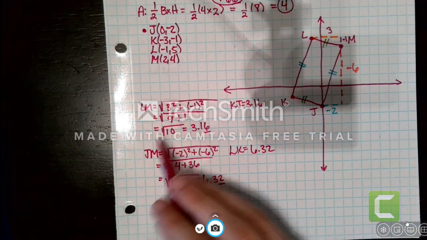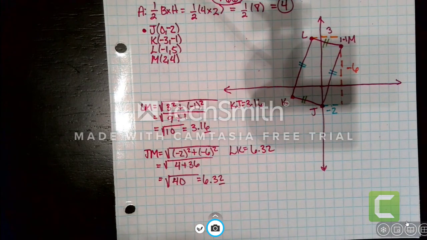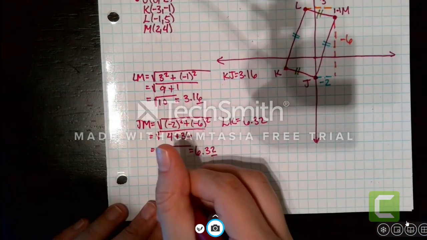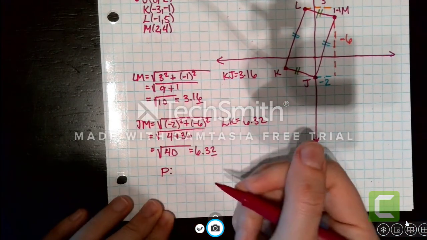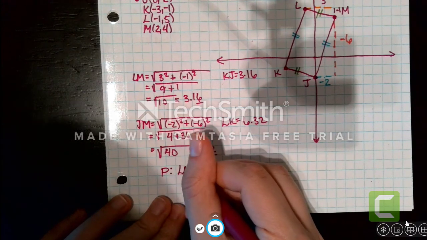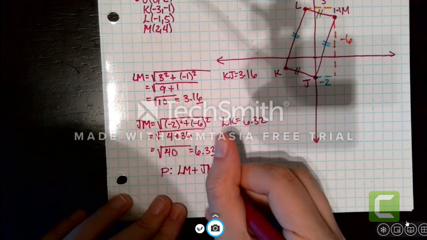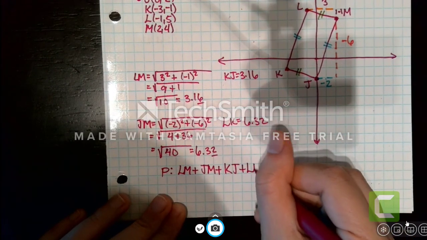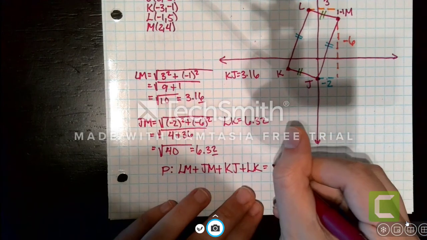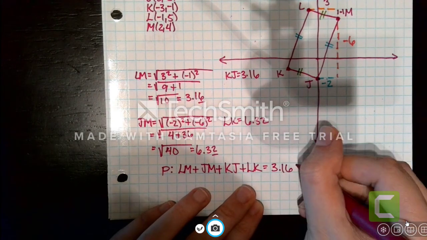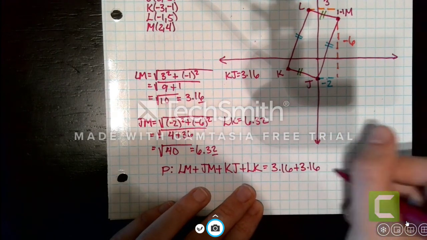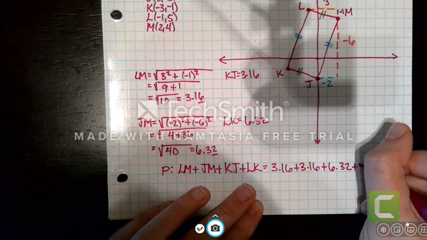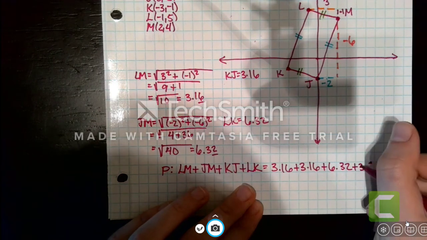Now that we've found all the distances, your perimeter is the easiest to go off of. So, the perimeter will be LM plus JM plus KJ plus LK, which is 3.16 plus 3.16 plus 6.32 plus 6.32.